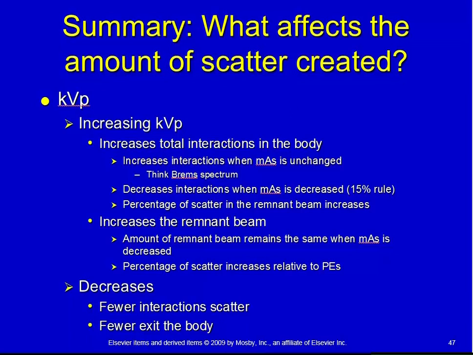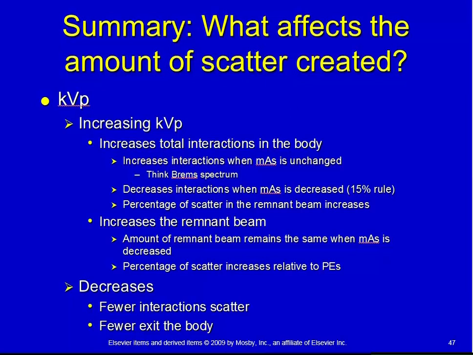So the percentage of scatter increases relative to the photoelectrics. Remembering our interactions, the photoelectric interactions actually go up because of the relatively low average energy of the X-ray beam. But what's left in the X-ray beam is primarily scatter radiation. So the scatter relative to the PEs goes up. So what we have in a decrease is fewer interactions inside of the patient's body and more scatter radiation.